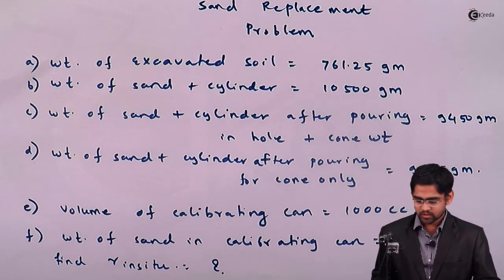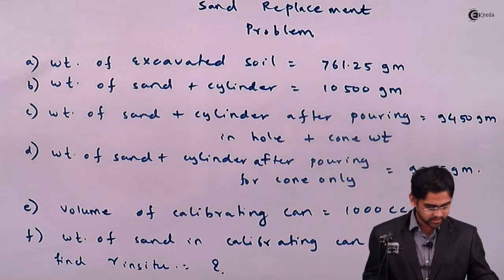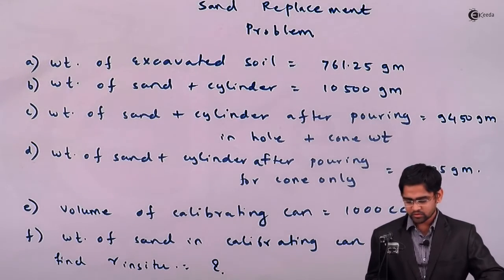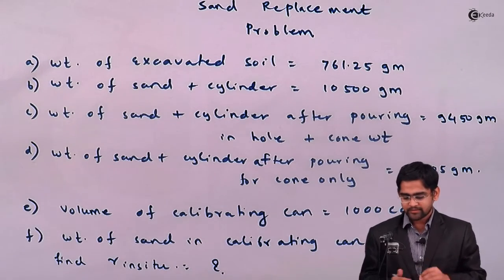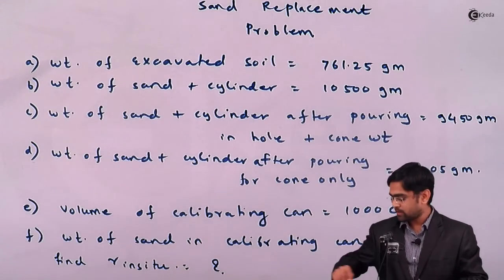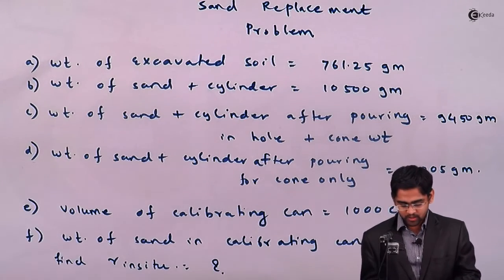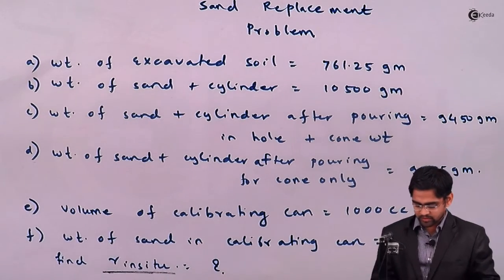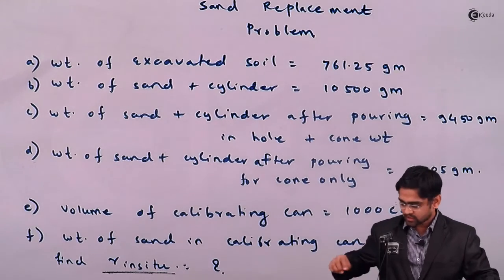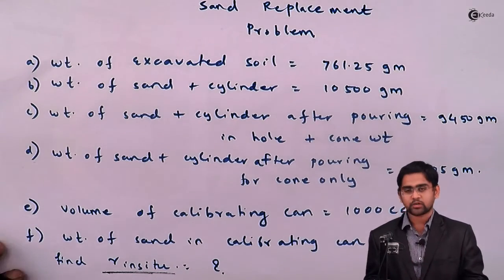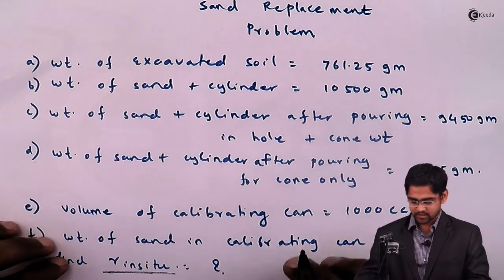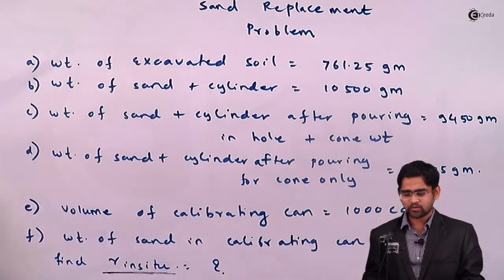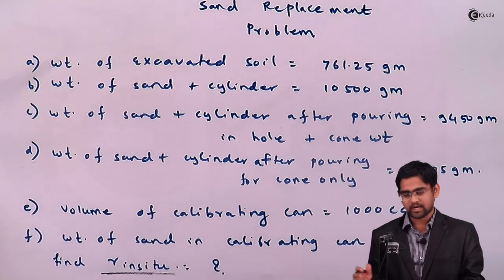So we'll take two more problems in the index properties of soil, which are very, very important. Out of these two problems, one is the sand replacement problem, in which we find the in situ unit weight of the soil, and the other is related to the shrinkage limit test. So these are the two problems related to a field or lab test.